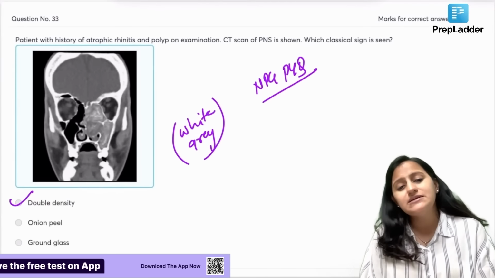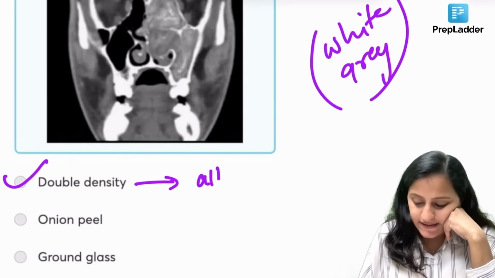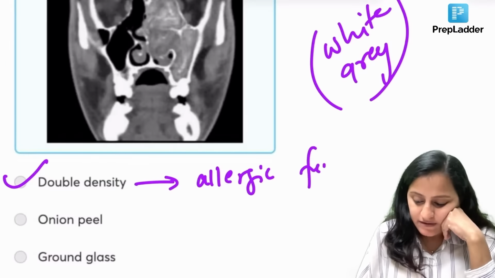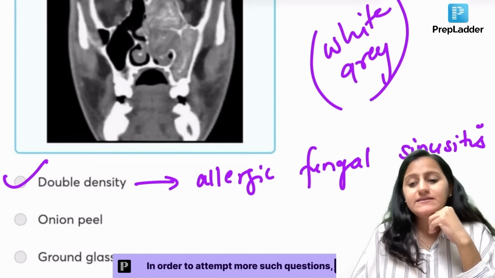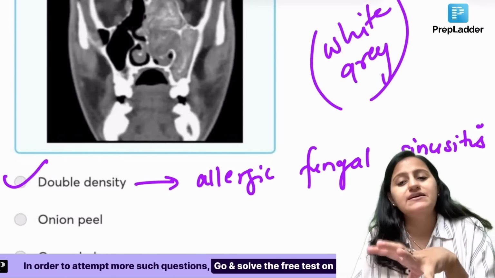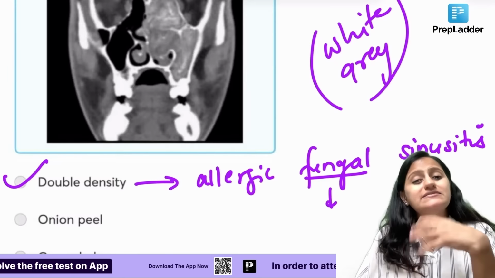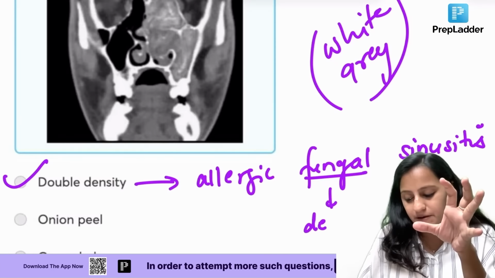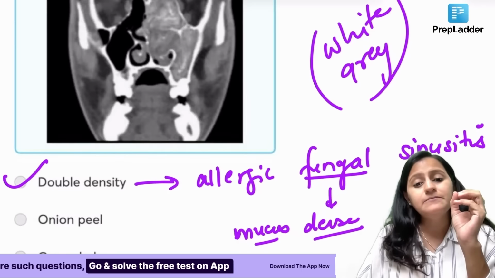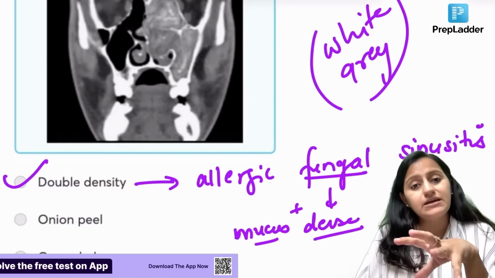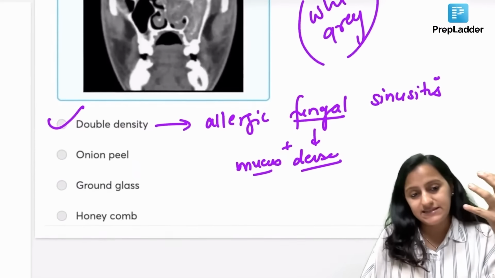And where do you see this double density sign? Which condition? This is seen in allergic fungal sinusitis. Allergic fungal sinusitis has the fungal components appearing dense, appearing white, and it has the allergic mucus as well, which is appearing gray, right? So remember, the fungal elements with the mucus give the double density sign.